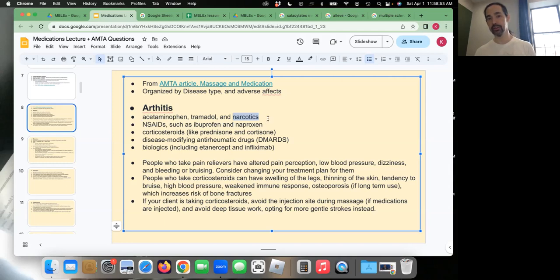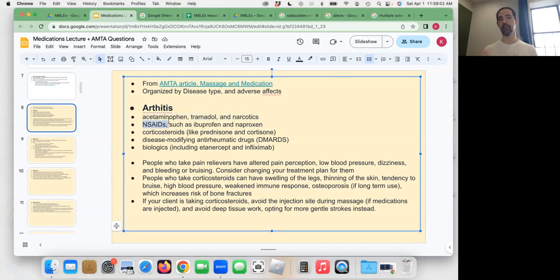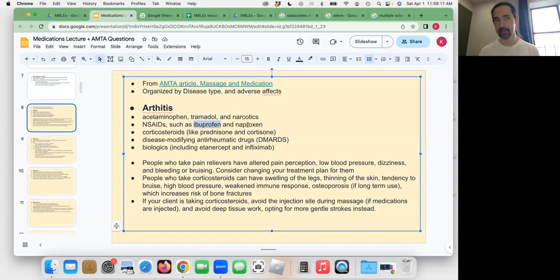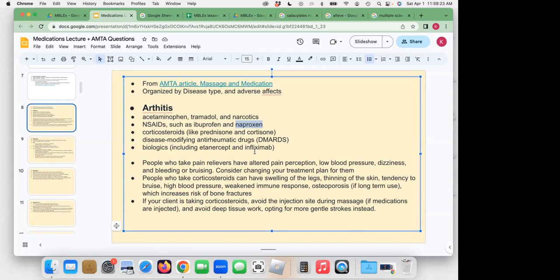Illegal narcotics include cocaine, by the way, and those are primarily for pain. And then NSAIDs are for both pain and for inflammation. And those include ibuprofen, whose brand name is what? Ibuprofen's brand name is which one? Advil, yes. And then also naproxen's brand name is what? Aleve. That's right.